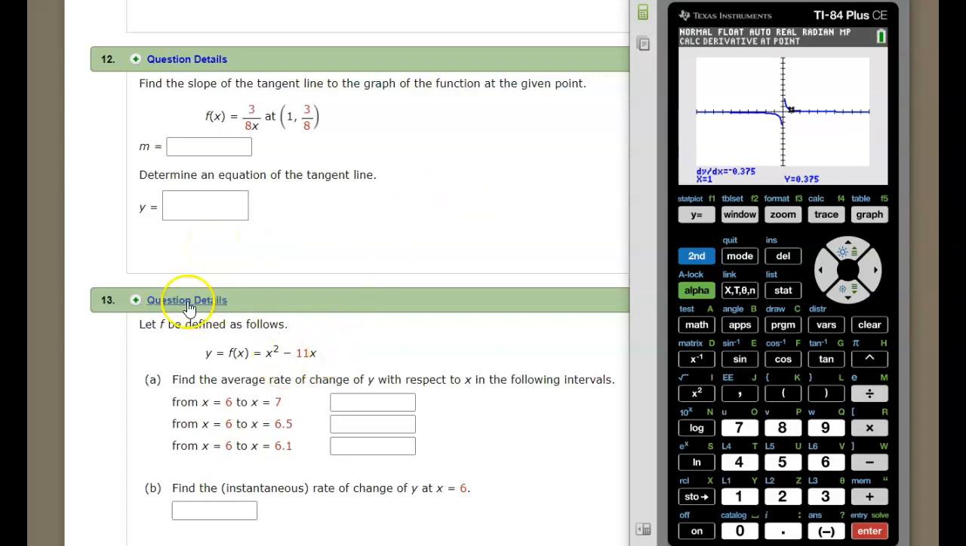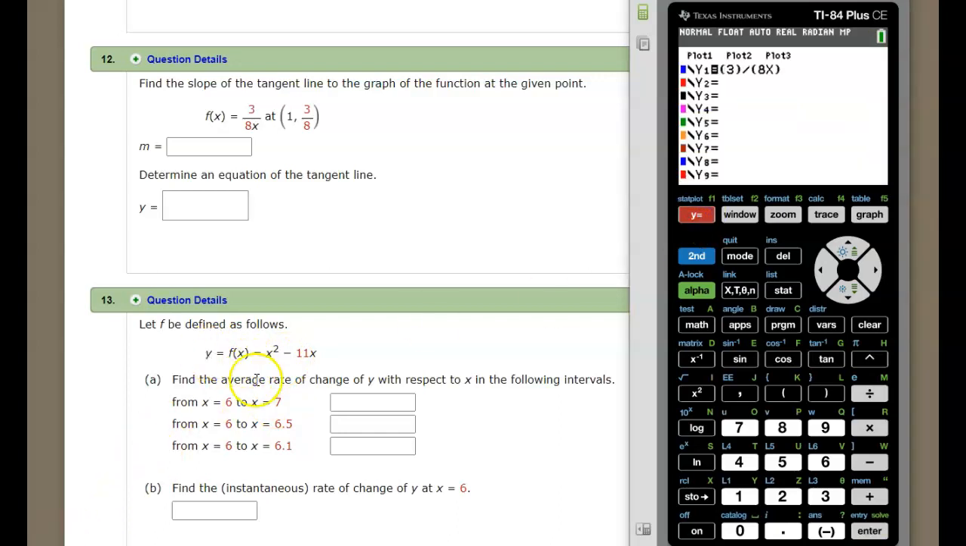The next few problems are going to ask you to find the average rate of change of y with respect to x in the following intervals. Well, the average rate is actually the slope. So you'll need y2 and y1. You're given a 6 and a 7, and you're given a y equation. So I have to put the 6 in, and I have to put the 7 in, get 2 ordered pairs, and find the slope.